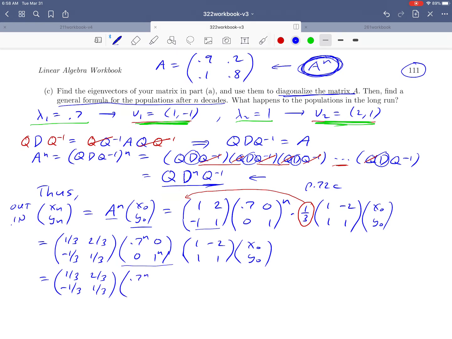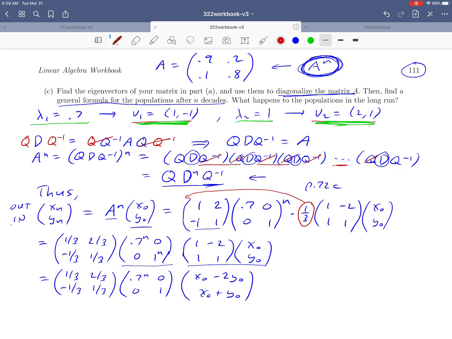Okay, and let's do the same thing with the second one. 1 to the n is just 1. We might do that simplification. And let's go ahead and multiply these two things together. Okay, so just multiplying across, we're going to get x naught minus 2y naught, x naught plus y naught.